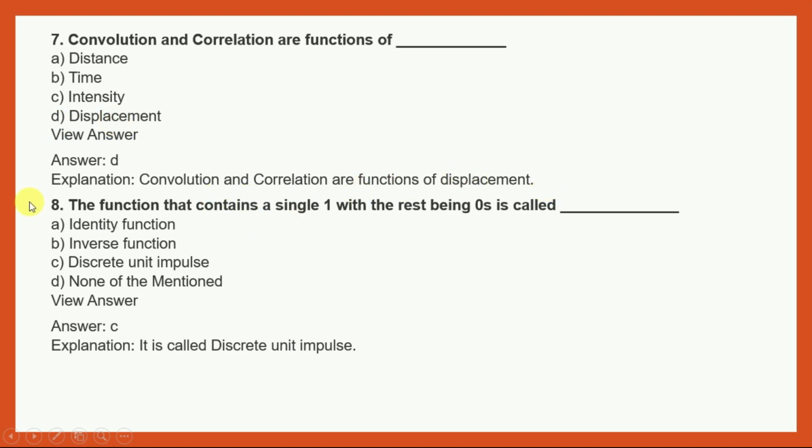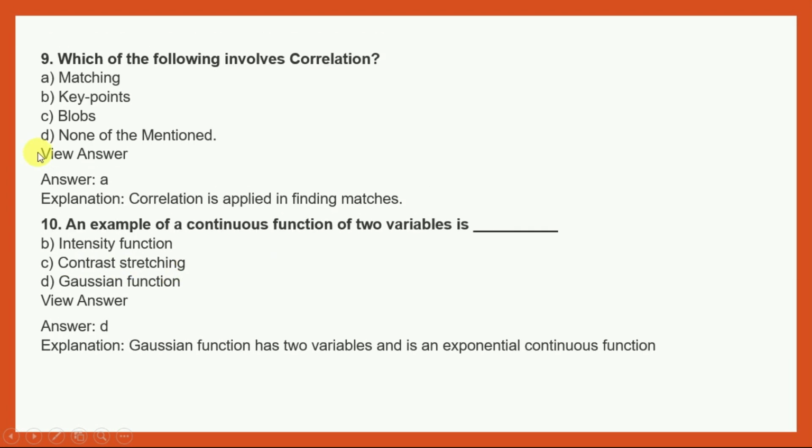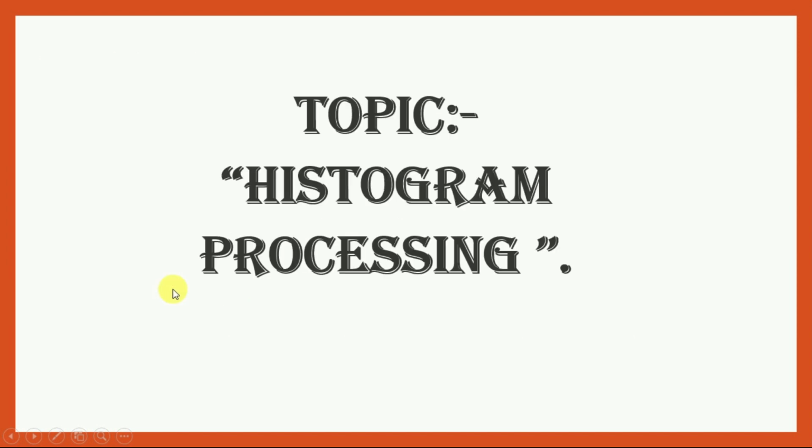Now the next question is, the function that contains a single one with the rest being 0 is called the discrete unit impulse. Now the next question is, which of the following involves correlation? The answer is option A, matching. Now the next question is, an example of a continuous function of two variables is dash. The answer is the Gaussian function.